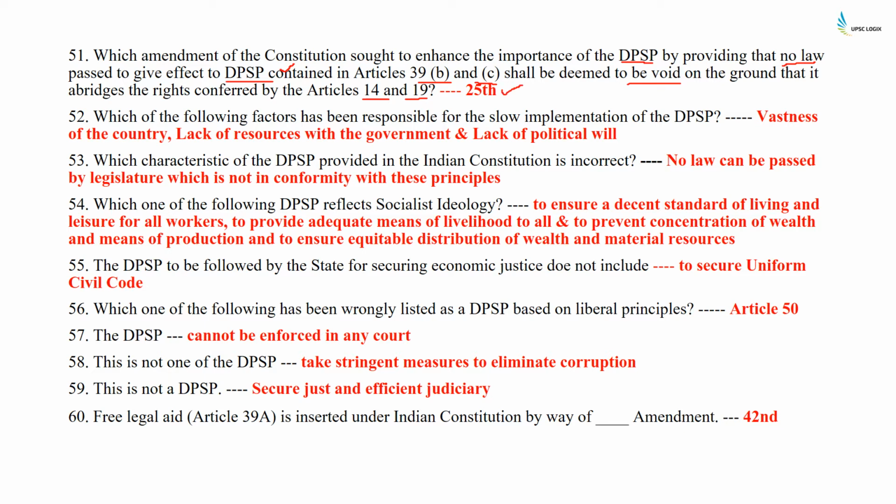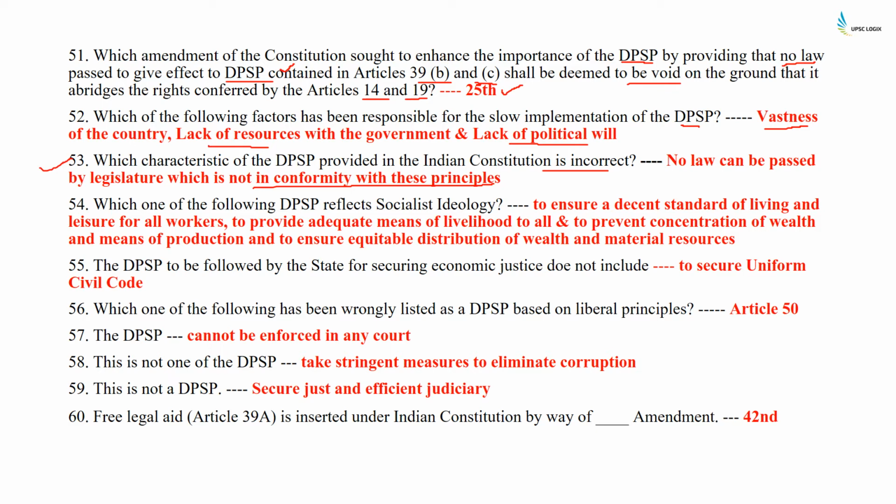Which of the following factors have been responsible for the slow implementation of directive principles? First is vastness of the country. Second is lack of resources with the government, and the third is lack of political will. Which characteristics of directive principles provided in the Indian Constitution are incorrect? No law can be passed by legislature which is not in conformity with these principles. So this particular characteristic is incorrect.